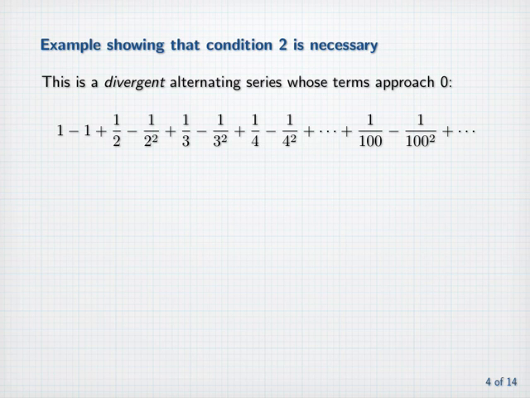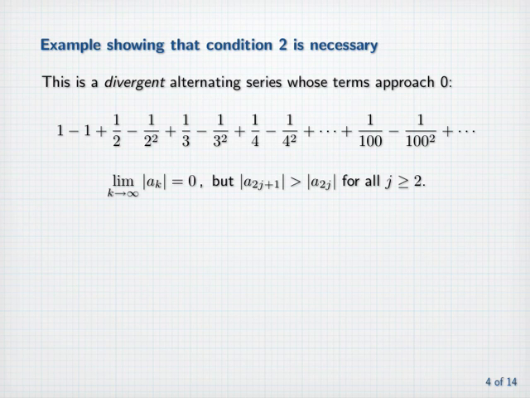series itself must diverge. But the first hypothesis of the preceding theorem is satisfied, that is, the limit as k goes to infinity of |a_k| is equal to 0. However, the second hypothesis of the theorem is not satisfied, because beginning with the third term, +1/2, each positive term is greater than the absolute value of the preceding negative term. Therefore, the absolute values of the terms do not form an eventually decreasing sequence.